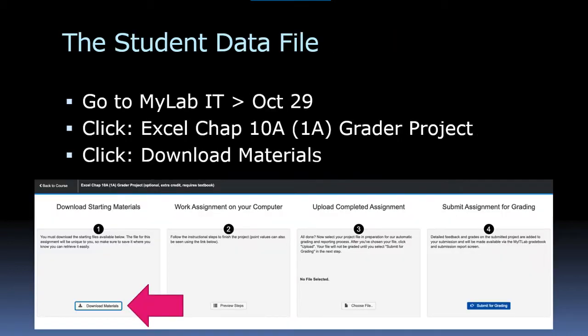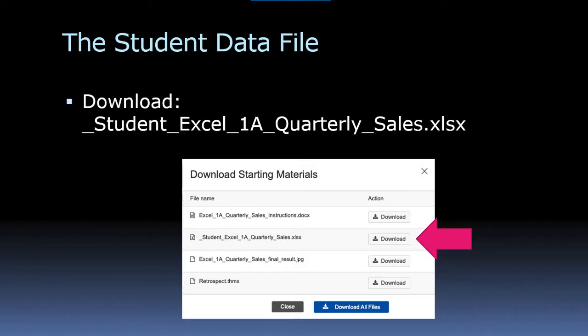What you need to do is go to MyLab IT, go to the next class session, which is October 29th, and then click on the grader project, and then click on the download materials button in the lower left. Once you do that, you'll see this, and then all you need to do is get the second item there.